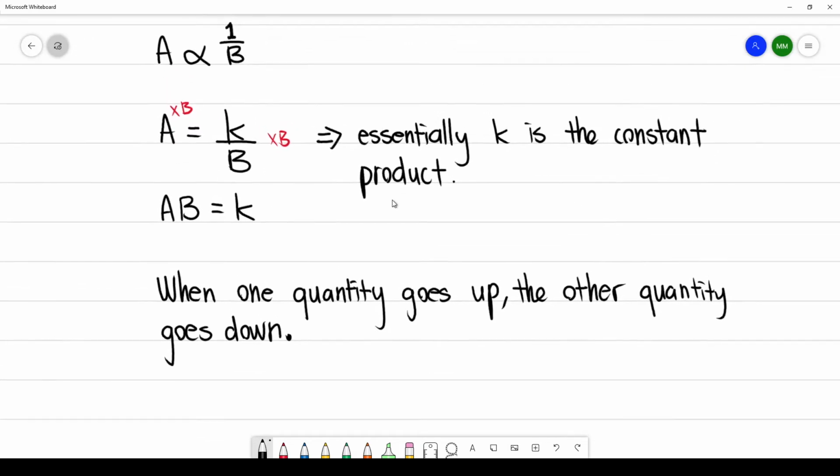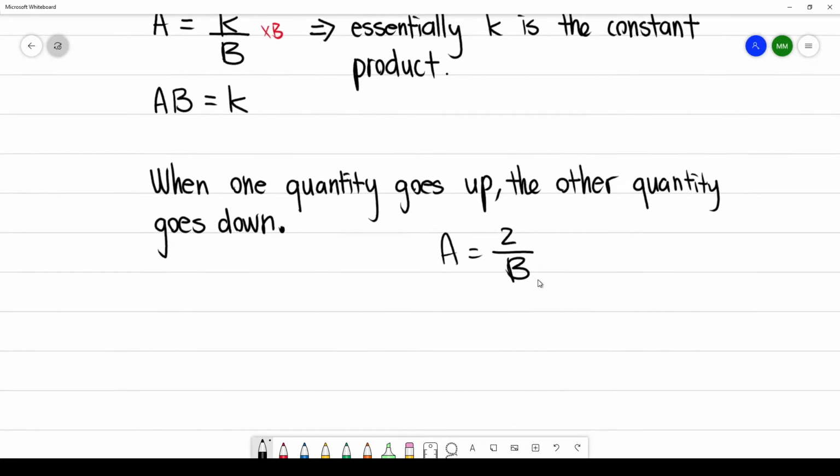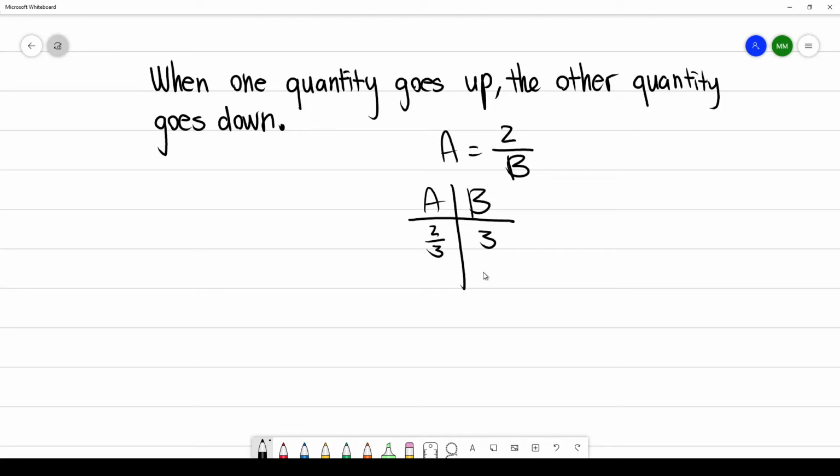Now I want you to recognize from this form as well. Let's say that k is equal to 2. So a is equal to 2 divided by b. Now let's say b goes up. Let's make a table, a and b. When b is 3, a is equal to 2 divided by 3. When b is 5, a is 2 divided by 5.